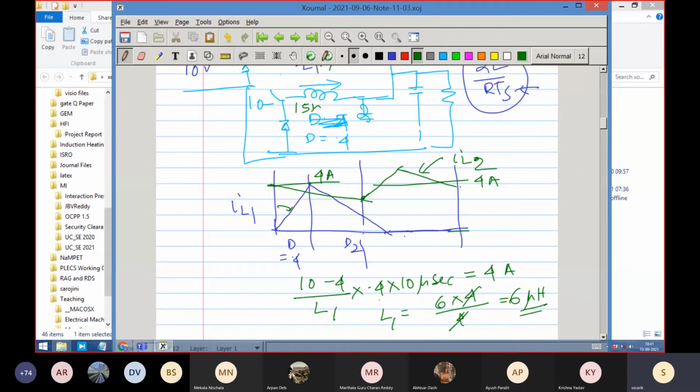So how much will this current be? Half of base into D2 Ts. I can easily calculate what D2 Ts will be. D2 will be half of, what is the slope? The slope is V naught by L in that duration. So V naught is 4, by L, L is 6 micro, into D2 Ts is equal to 4. So 4 cancels, and D2 is equal to 6 microsecond.